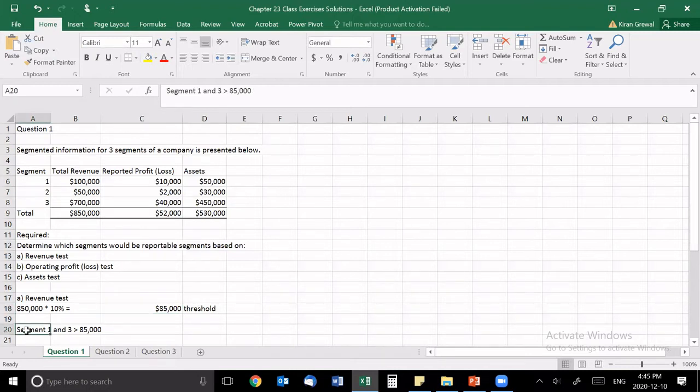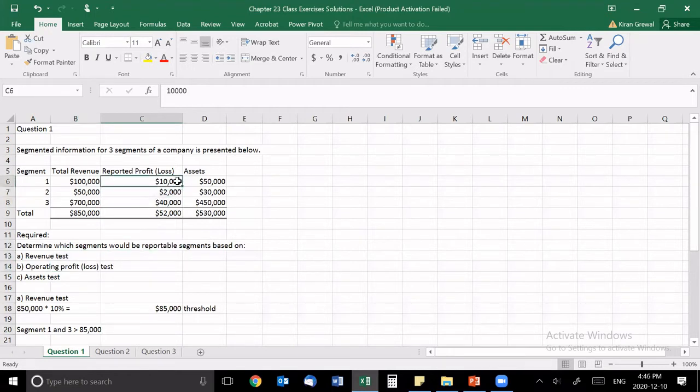So then you can do a conclusion basically here and say, okay, total revenue for segment 1 is 100,000, so it is higher than 85. Segment 2 is 50,000, so it's lower than 85. Segment 3 is 700,000, so it is higher than 85. So segment 1 and segment 3 meet the threshold because they're over 85,000. So we know that segment 1 and 3 have to be reportable segments. But let's go to the operating profit test next.